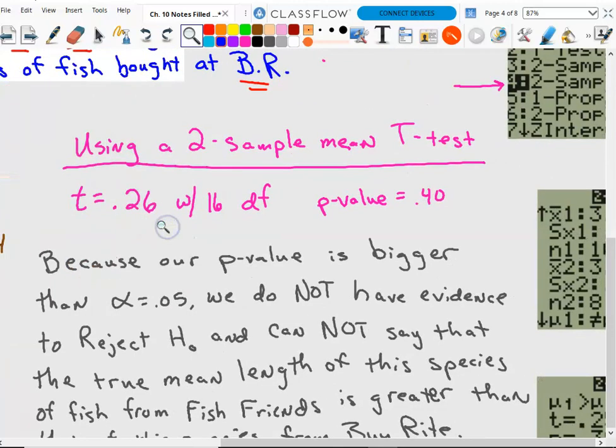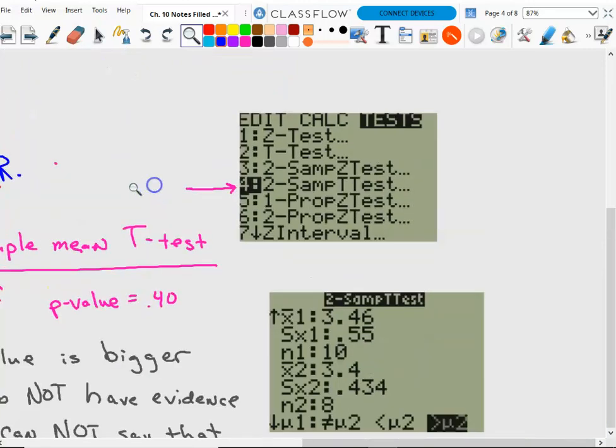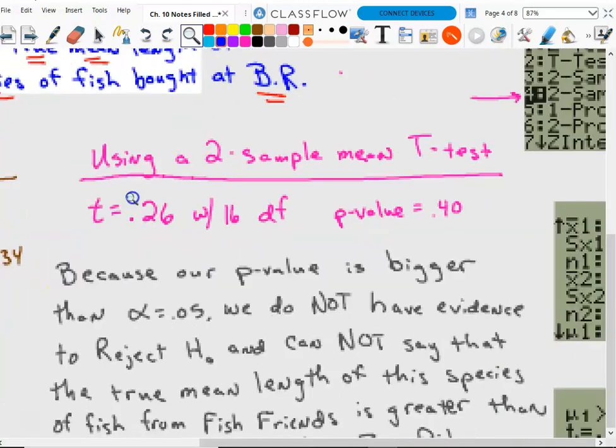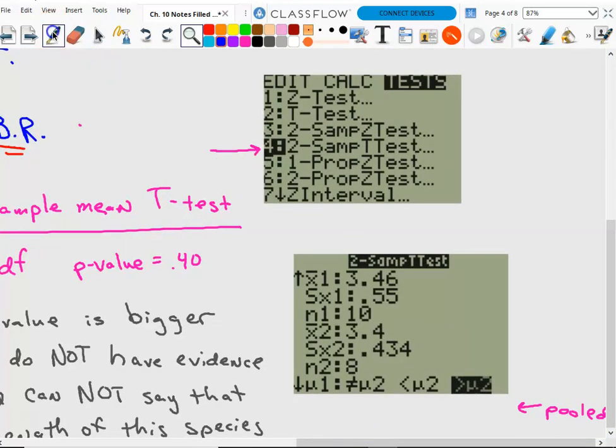Now, I chose a 2-sample mean t test. The way they say it in the calculator is just 2-sample t test. But that's what I chose when I went to stat tests.